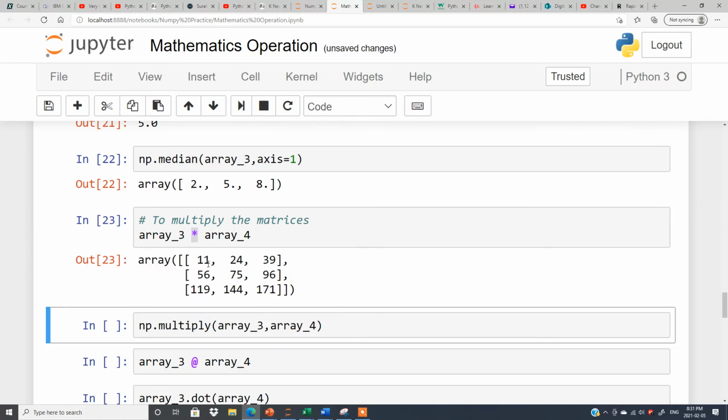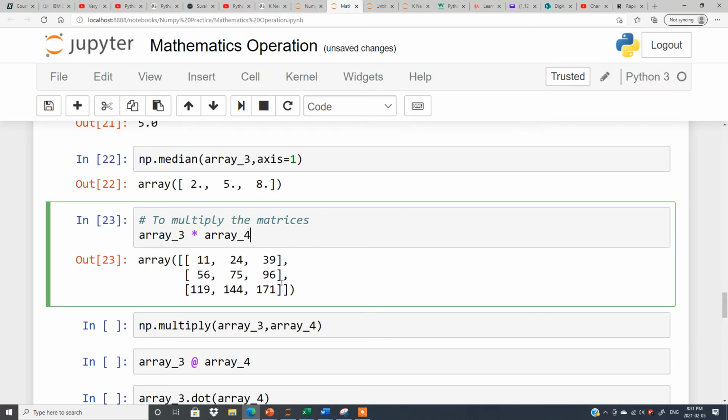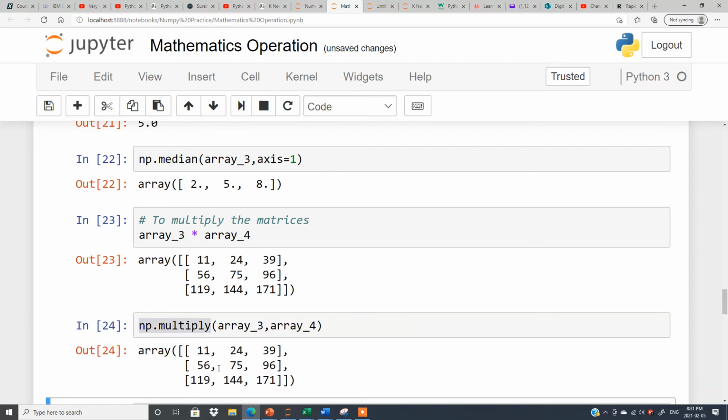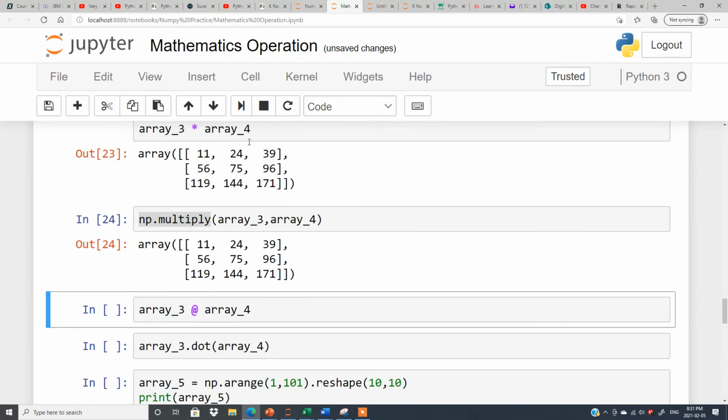I will show you, execute it. So here the corresponding entries are multiplying each other, but in actual practice this is the wrong answer if you want to multiply two matrices, right? Again, if you want to use the numpy function np dot multiply, execute it, and you will get the same answer. Yes, if you want to multiply the corresponding entries, you can use this asterisk sign or this syntax.